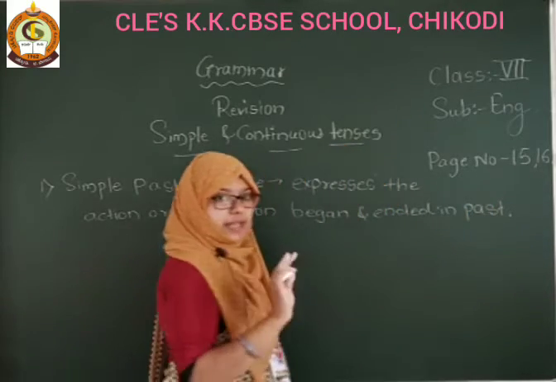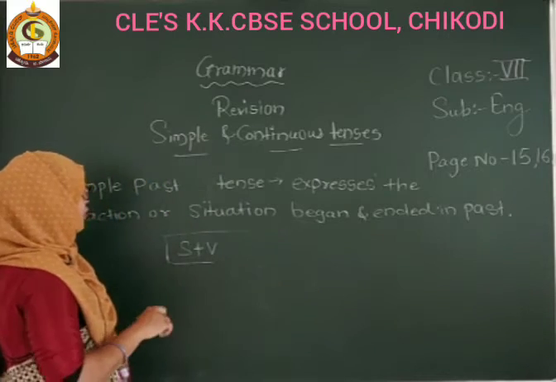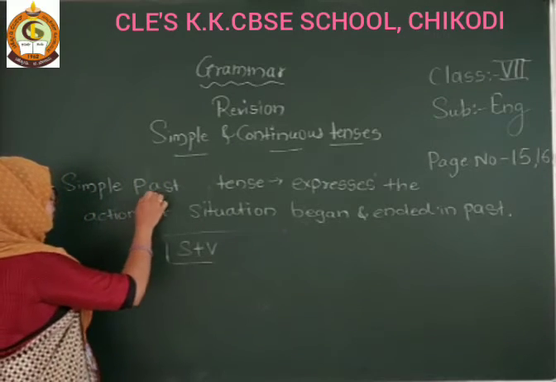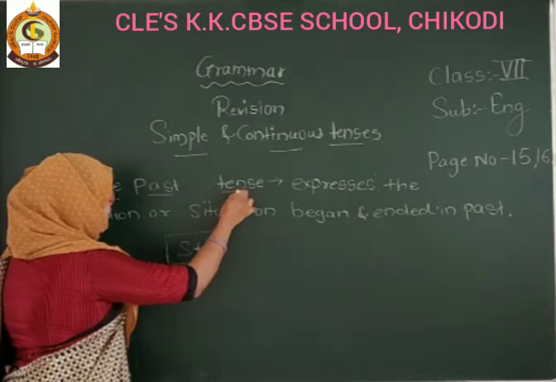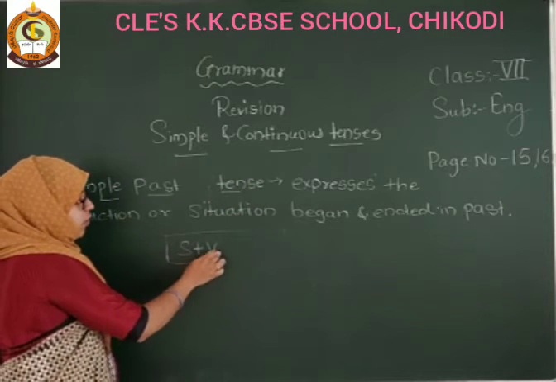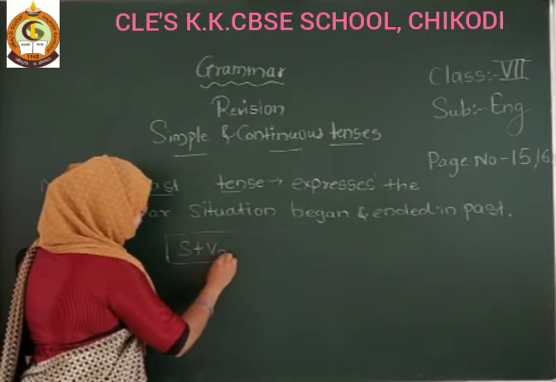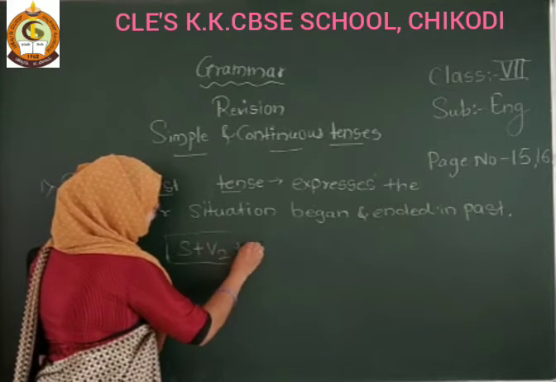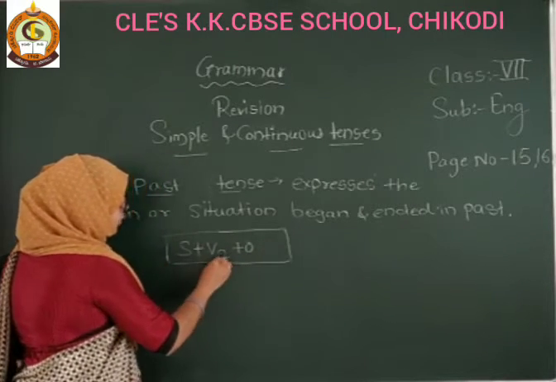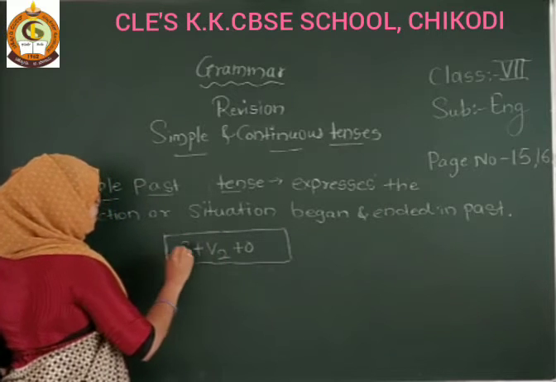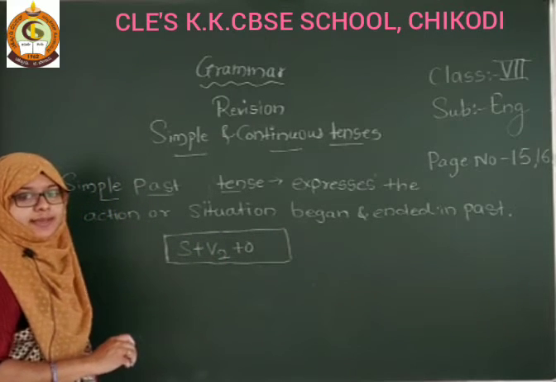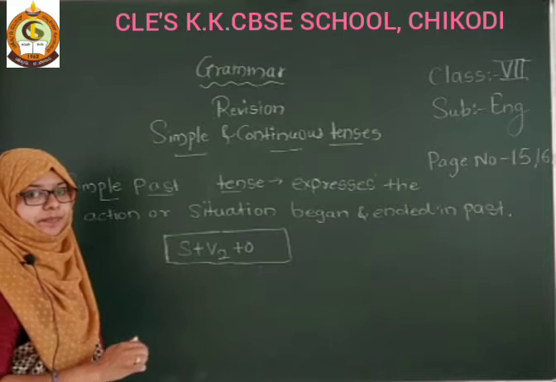So now you tell me, what is the syntax of writing simple past tense? Subject, verb, which form? Second form, plus object. This is the format or syntax of writing simple past tense. Now tell me one example.